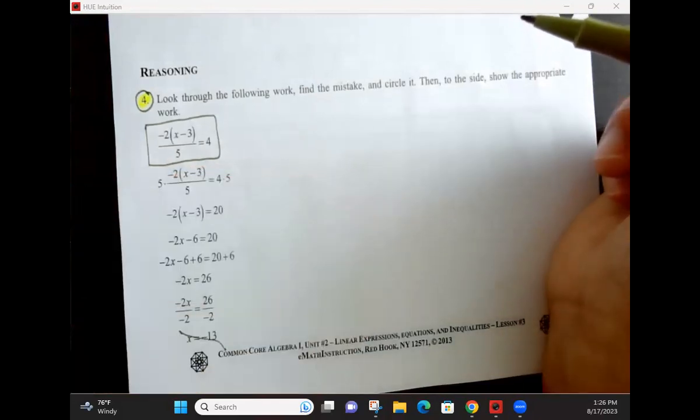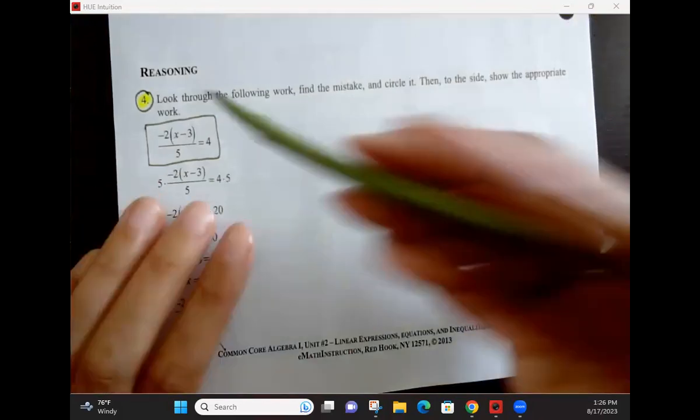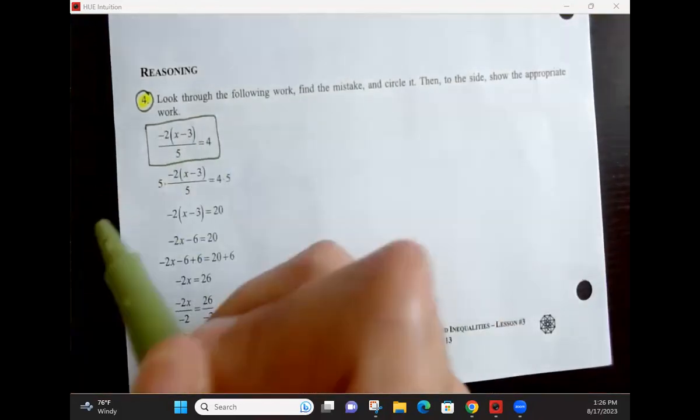Yeah, thank you. It's just hard to hear you guys over the air sometimes. Multiply both sides by 5. Now it turns off. Okay.